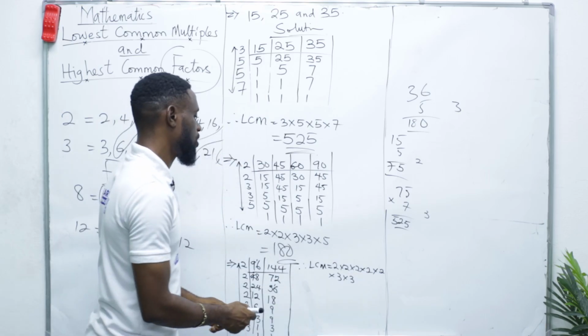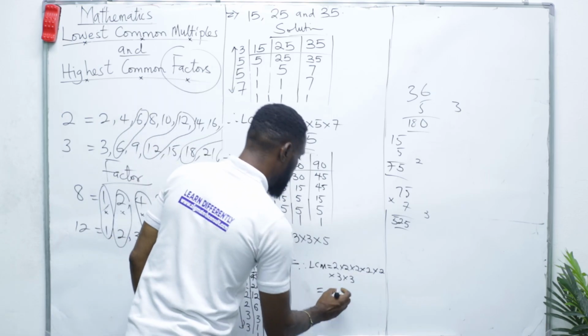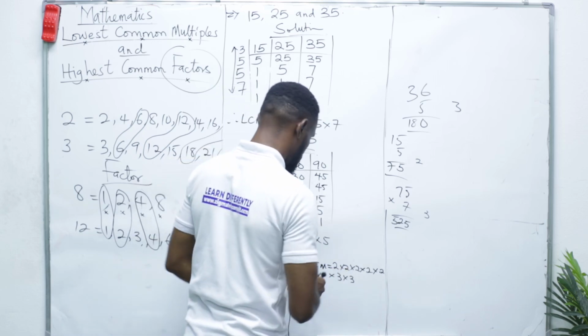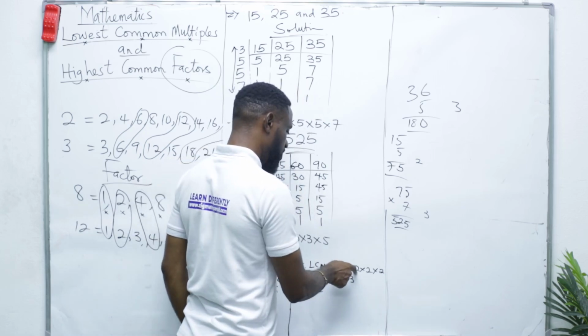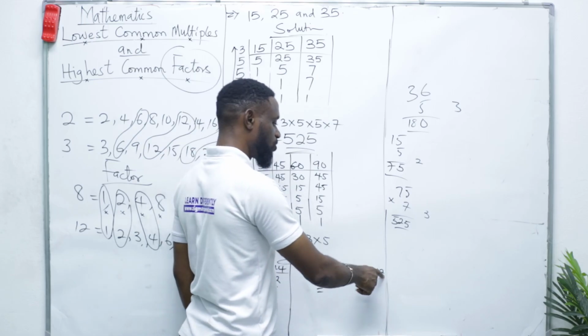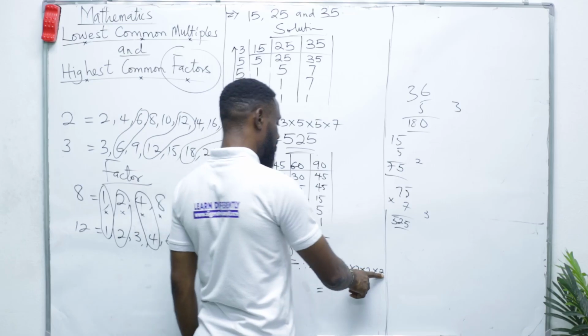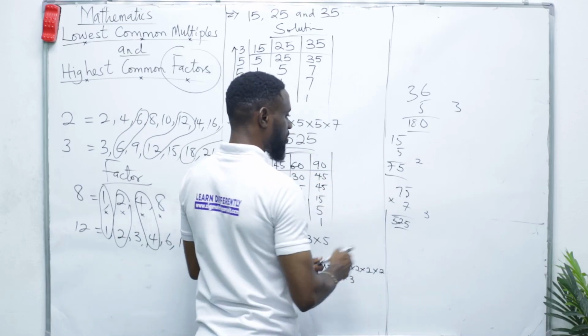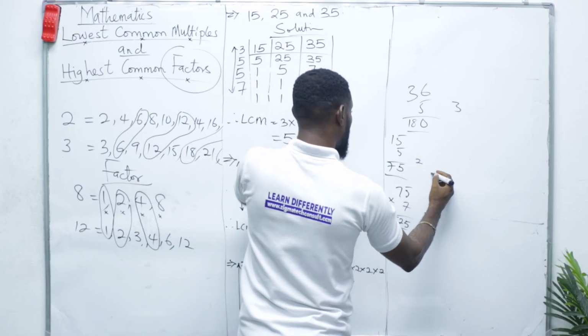And 1, 2, 3. Okay. So what that means is that 2 times 2 is 4. 4 times 2 is 8. 8 times 2 is 16. 16 times 2 is 32. Right? So 32 times 3, okay, that is 64.